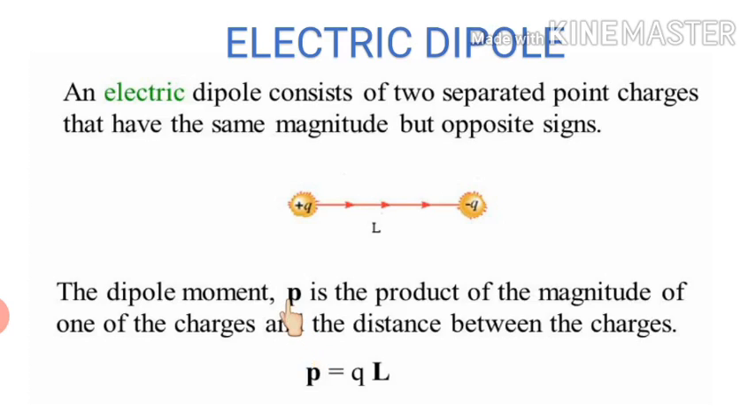And p here denotes dipole moment. It is not momentum and it is a vector quantity, and according to this expression we can write its SI unit. So the SI unit of dipole moment is coulomb meter. Coulomb for charge, meter for the distance.